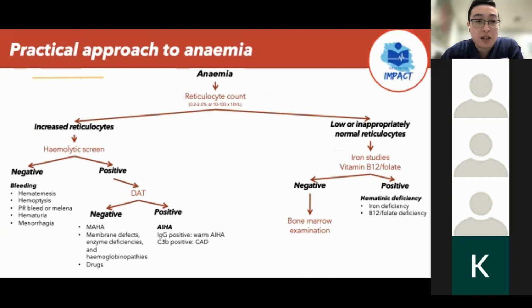And can someone tell me, there are 5 components to a hemolytic screen, and this is something that you will be asked to do again and again and again as a junior doctor. What are the 5 components of a hemolytic screen?